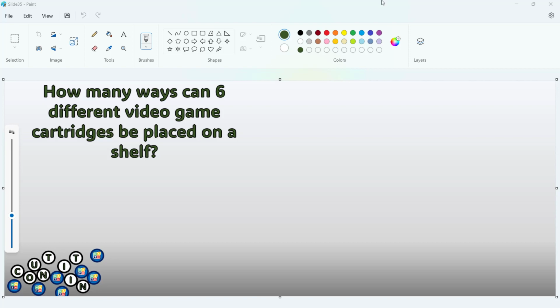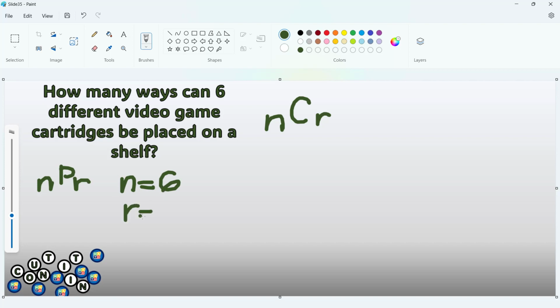Let us show here the process of getting 1. The formula for combination is nCr, almost similar to the formula of permutation, nPr. The same n, the number of items we have, is 6 cartridges, and we are placing all of them on the shelf. So 6 taken 6, because we are placing all 6 of them on a shelf. Now, our permutation answer before is different from combination, and we are expecting a lower number of combinations than permutations. We are going to show it later.